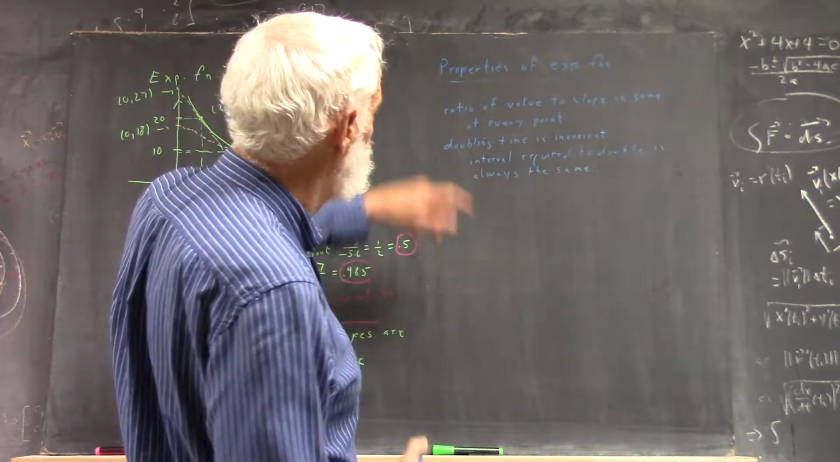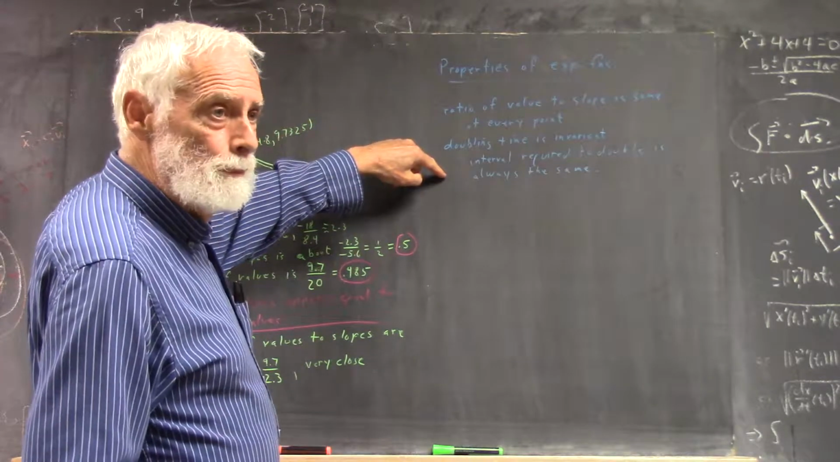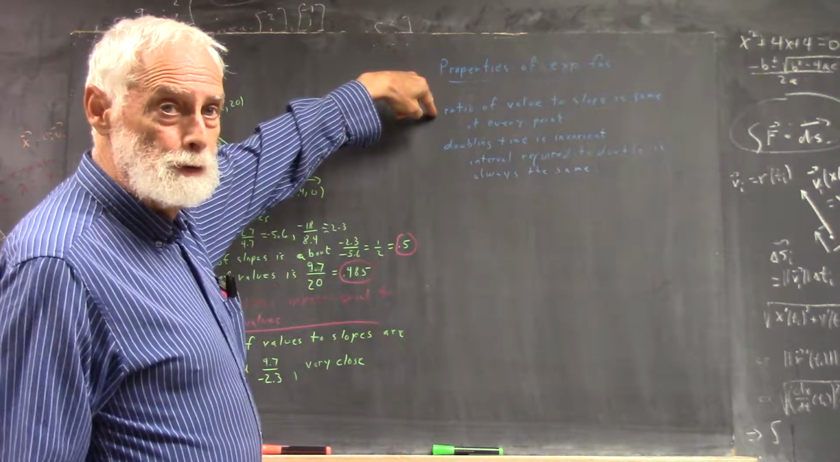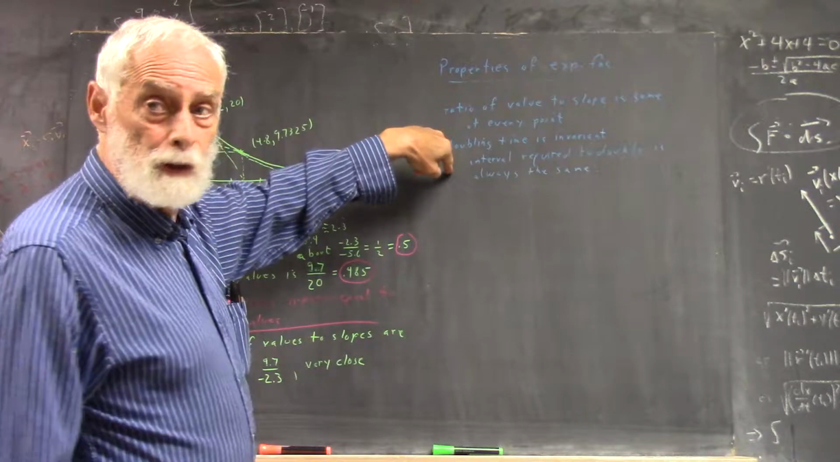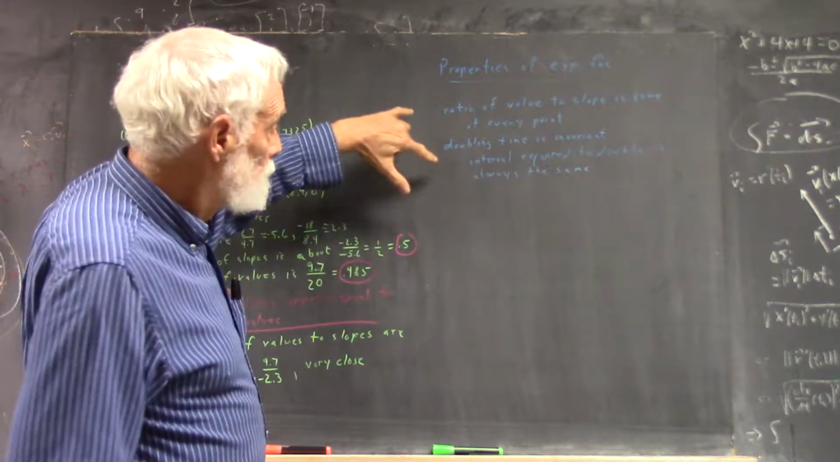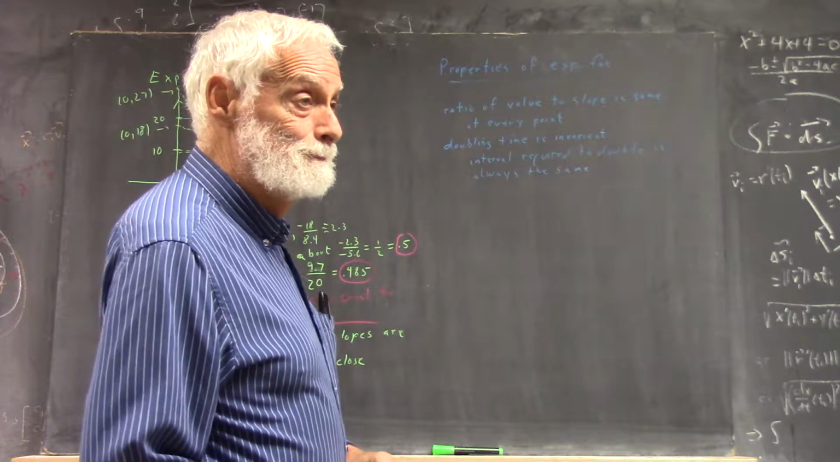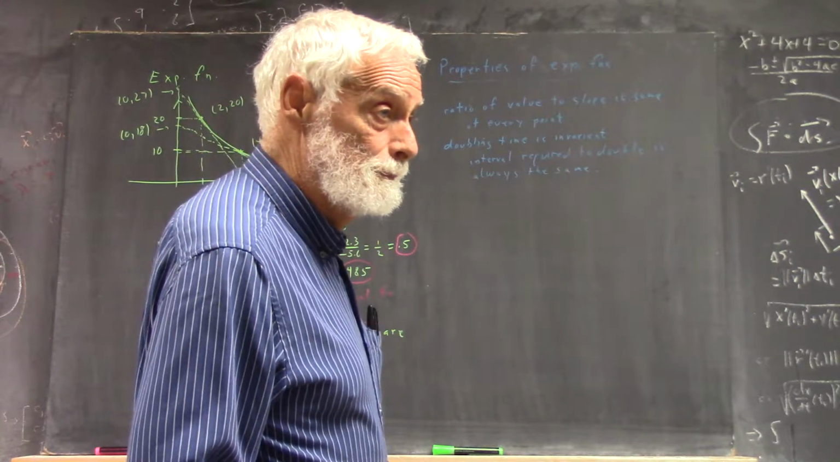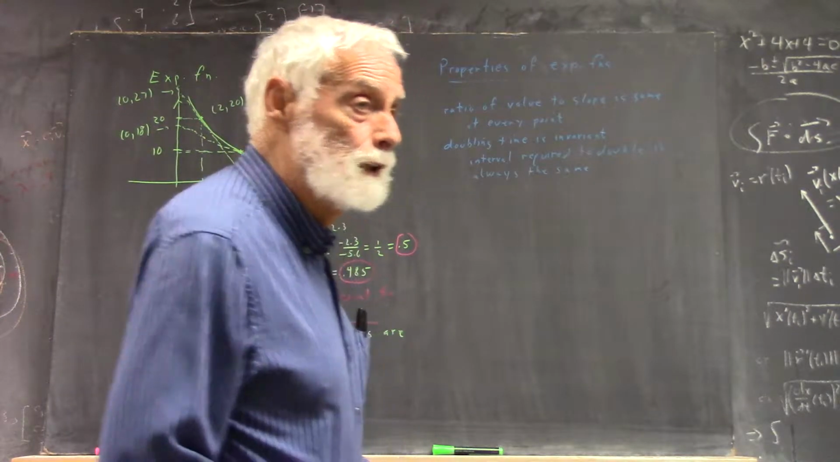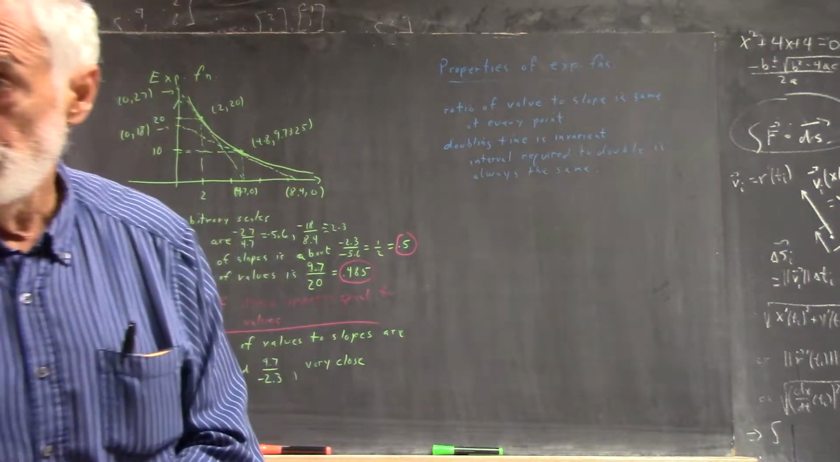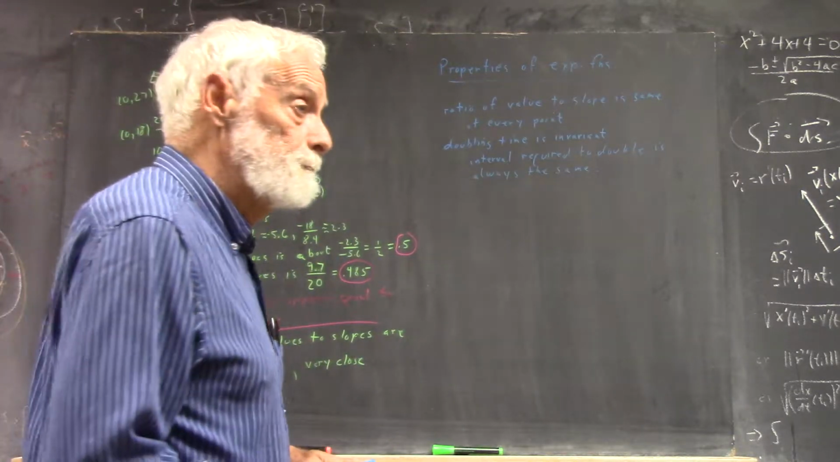And actually, if this is true, this always has to be true. If this is true, this always has to be true. Because if either of these is true, the function is exponential. Doubling time is invariant. It doesn't change. Okay? On the bottom. Are you with me?